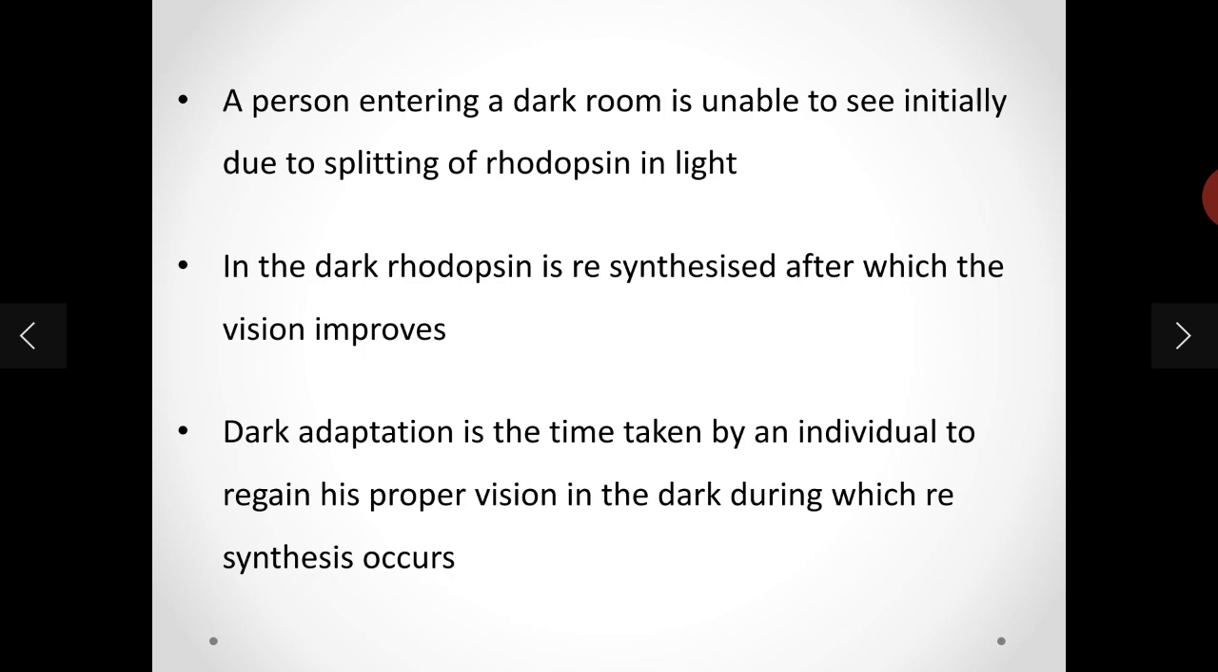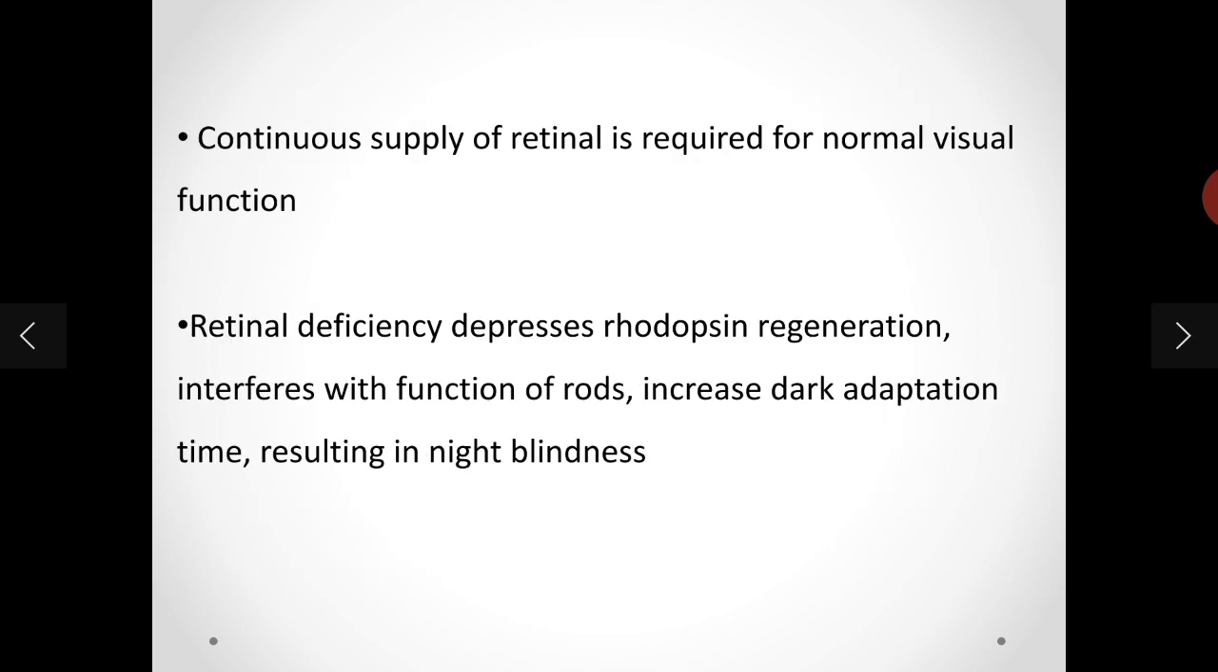Once they enter into the dark light, in the dark rhodopsin is resynthesized, after which the vision improves. So dark adaptation is the time taken by an individual to regain his proper vision in the dark, during which resynthesis of your rhodopsin takes place. So a continuous supply of retinal, that is the aldehyde form of your vitamin A, is required for normal visual function.